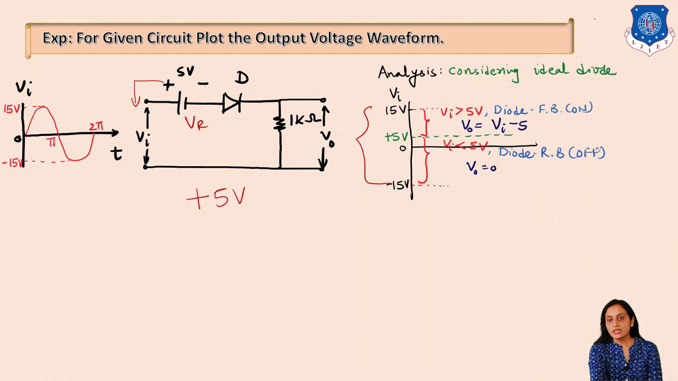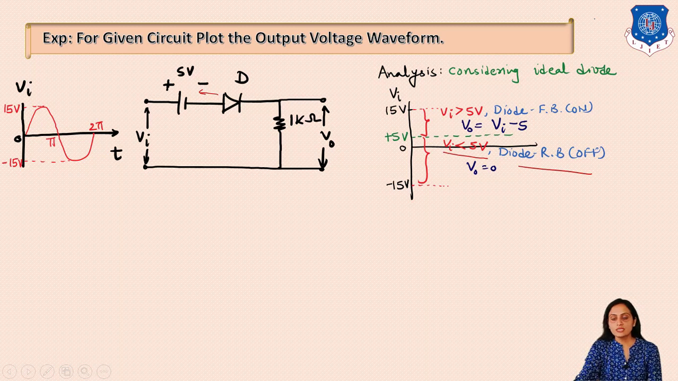For input greater than plus 5 volt, the diode will be forward biased, because when the input is greater than plus 5 volt, the anode is connected to the positive voltage, that's why the diode is on. And when the diode is on, the voltage across the resistor is Vin minus 5 volt. That's why we can say the output voltage is Vin minus 5 volt. When Vin is less than 5 volt, the diode anode terminal will be connected to the minus voltage, and that's why the diode is in reverse bias and the output will be 0.